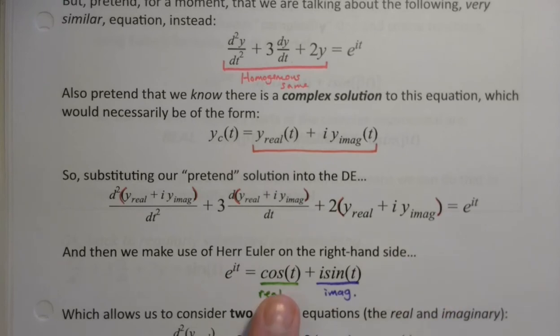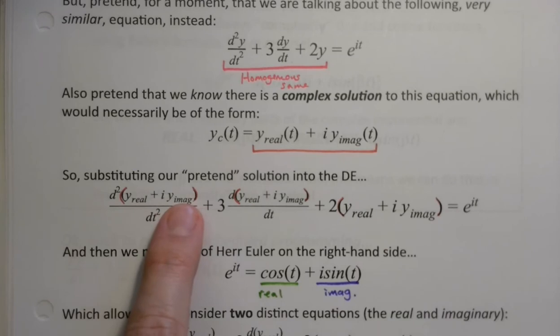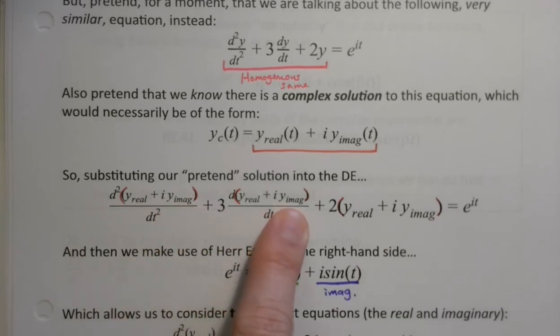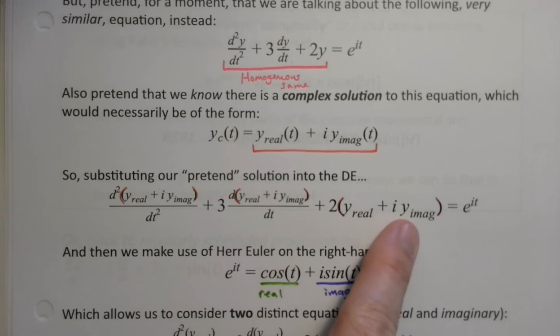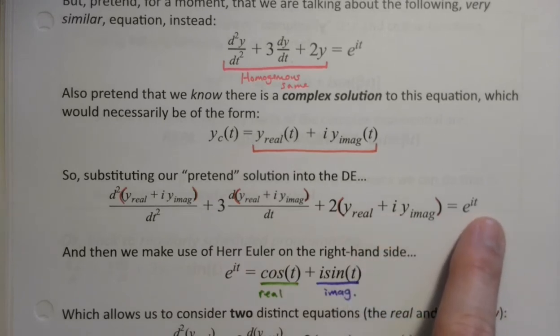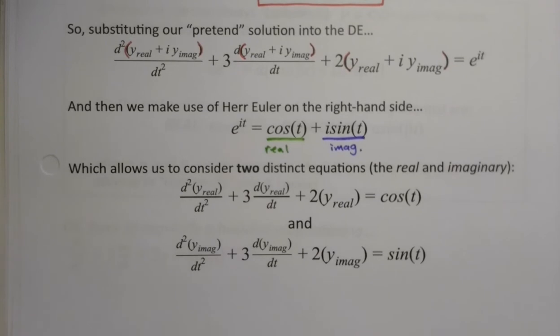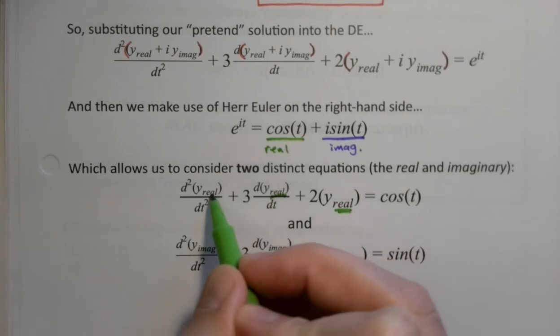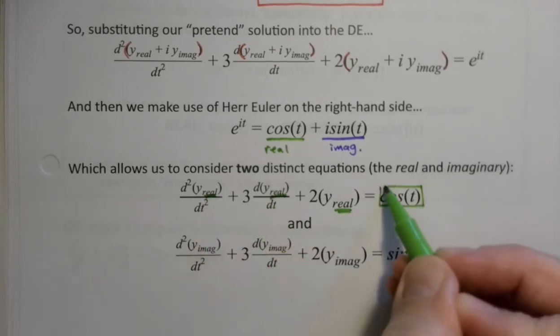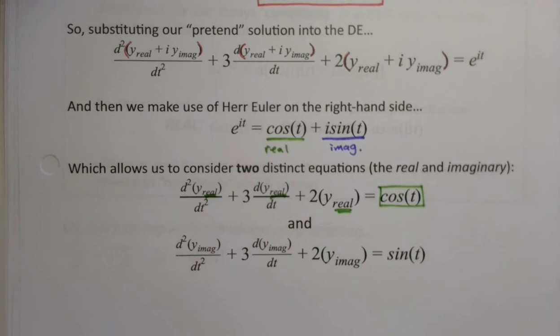And the same thing can be said for the imaginary. The second derivative of the imaginary part plus 3 times the first derivative of the imaginary part plus 2 times the imaginary part must be equal to the imaginary part of e to the it, or the sine part. So you can think of it broken down like it is here on the bottom. We've got a real part, and the real part is always going to be associated with cosine. And you've got an imaginary part, and the imaginary part is always going to be associated with sine.